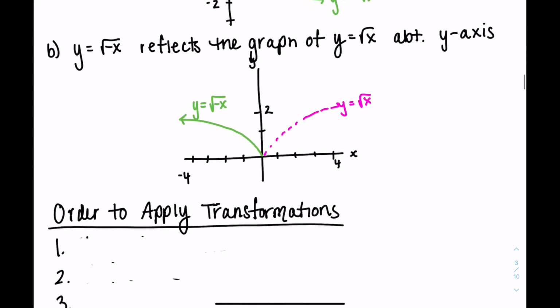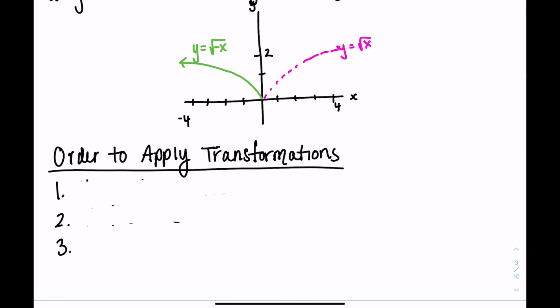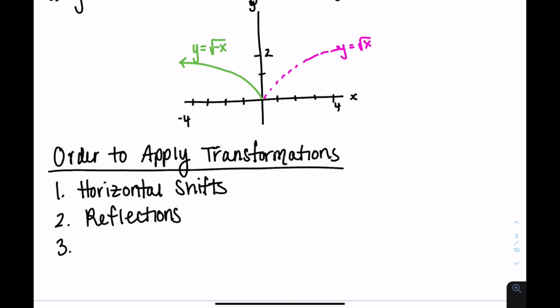So in combination, we do have a specific order we need to apply these transformations in. First thing you want to do is do any horizontal shifts. Then you're going to apply the reflections and then do your vertical shifts last. So make sure you follow this specific order. If you don't, you're going to have to be very, very careful about how you do the reflections and how you do the shifts.